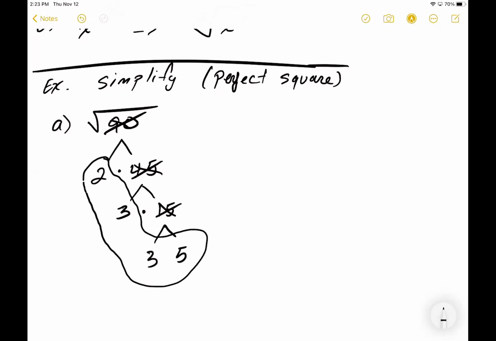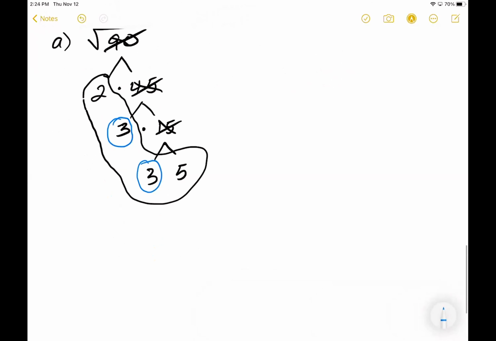And now if we have this thing here, we just ask ourselves, because it's a square, is there 2 of the same item? And because there are 2 of the same item, we can bring out one of them to the outside. And if we bring out one of them to the outside, do you agree that the leftover, I have 5 times 2? So in this case, my answer will be 3 square root of 10.